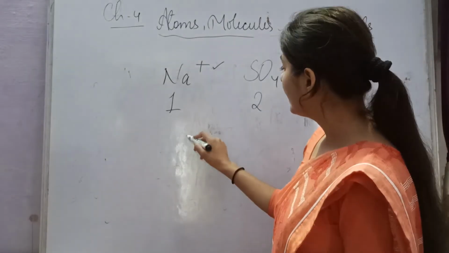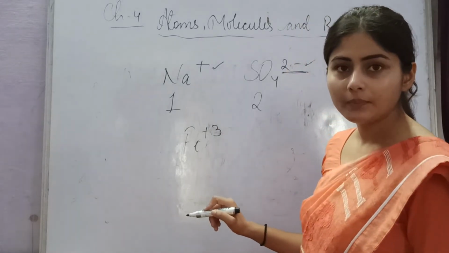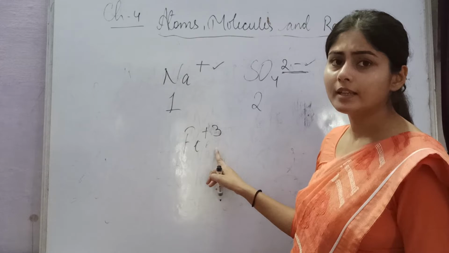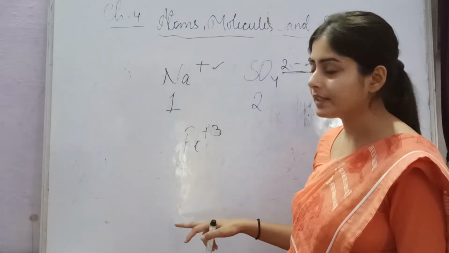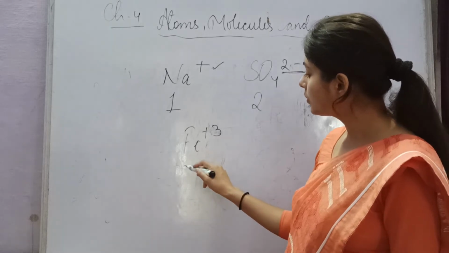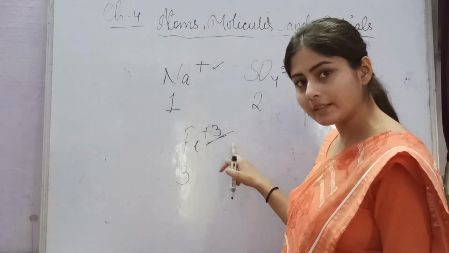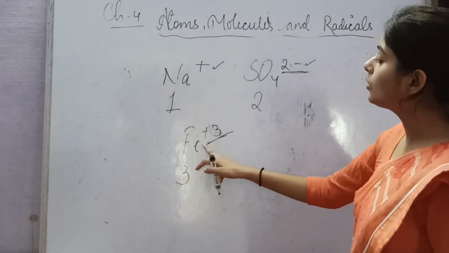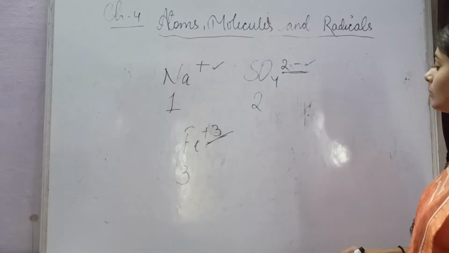Let's see some more, like iron. Iron is having +3 charges. So the plus sign you have to ignore. Count the number of charges, and that is the valency of this iron radical. So how many? 3 positive charges there. So you only have to count the charges and ignore the sign. So the valency of this iron is 3. Understood?